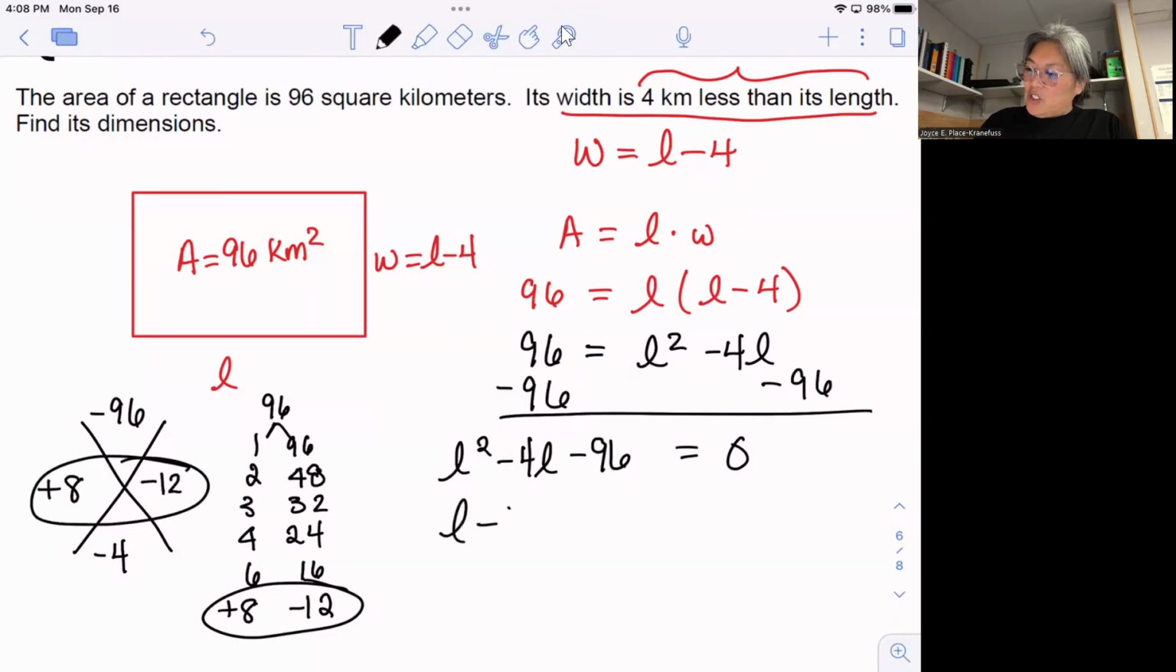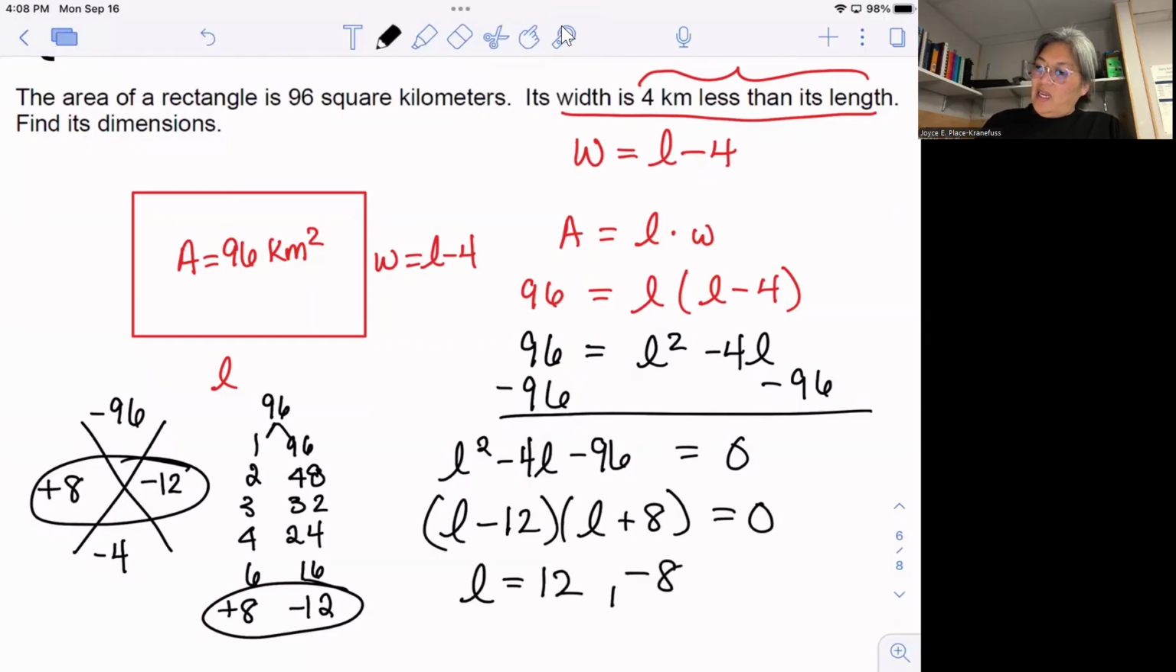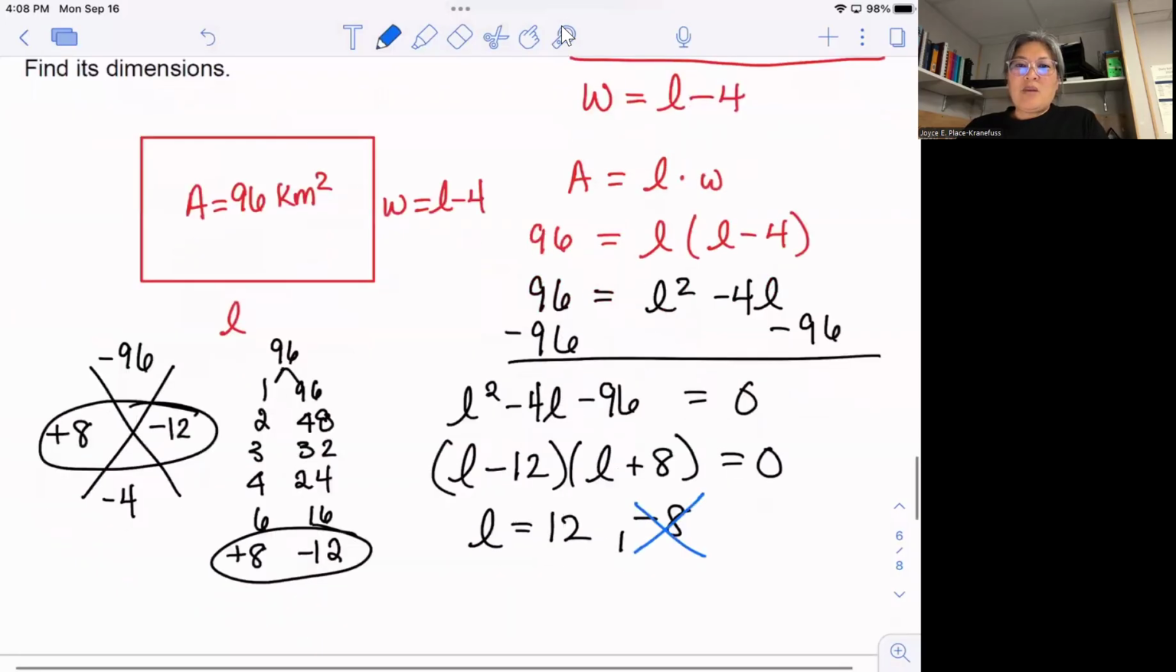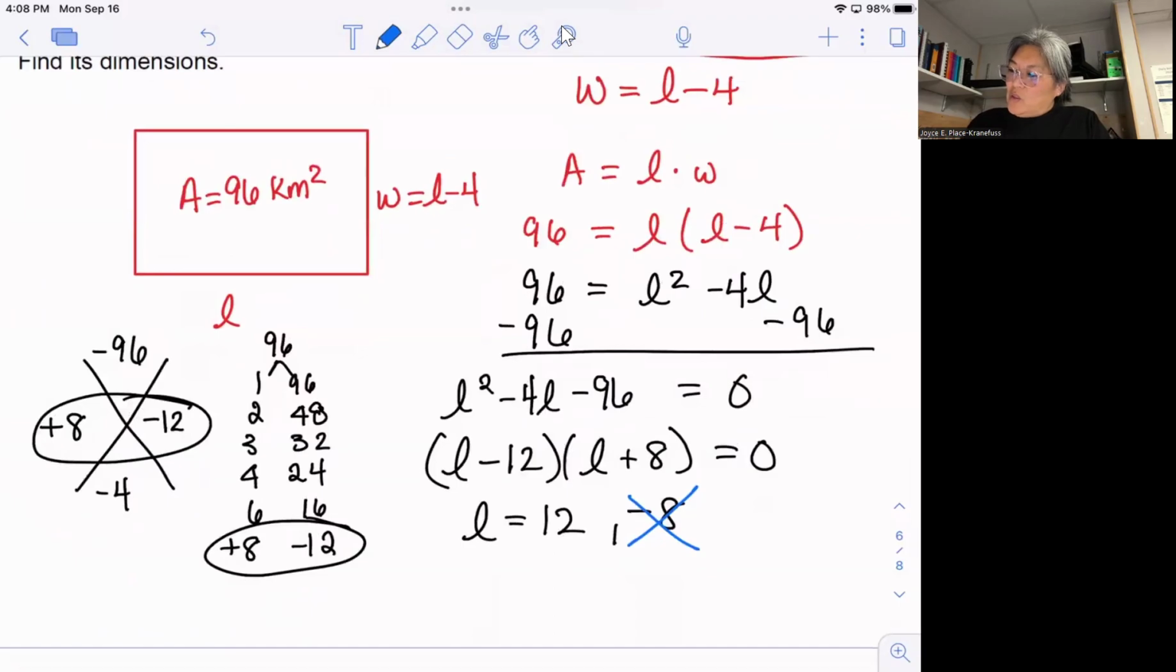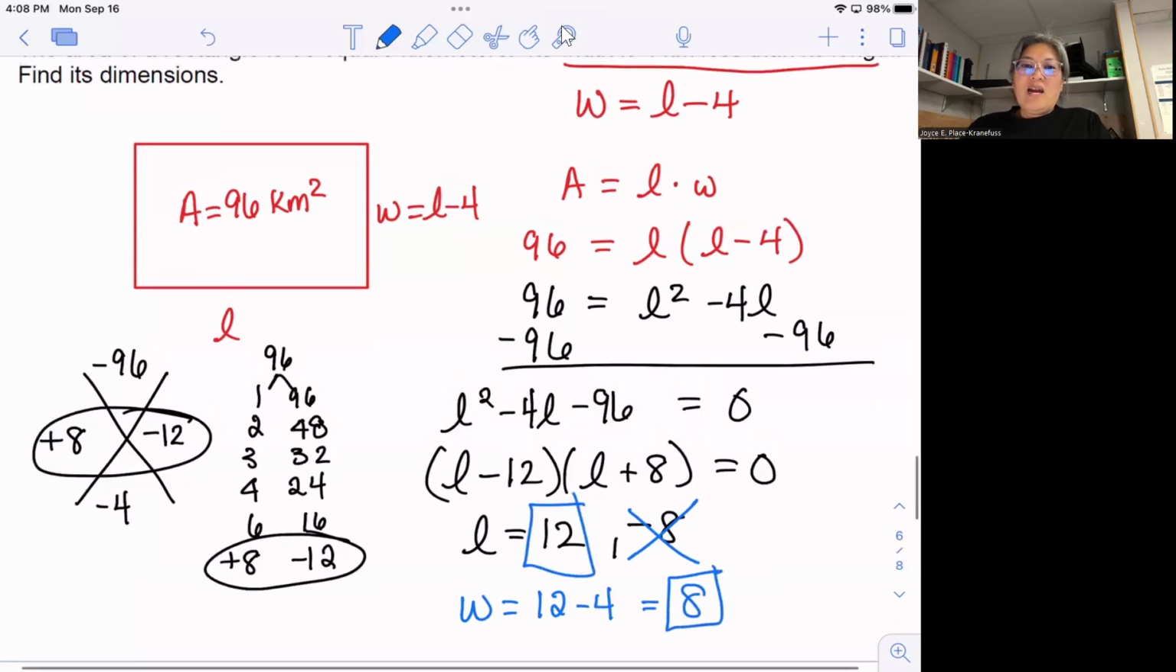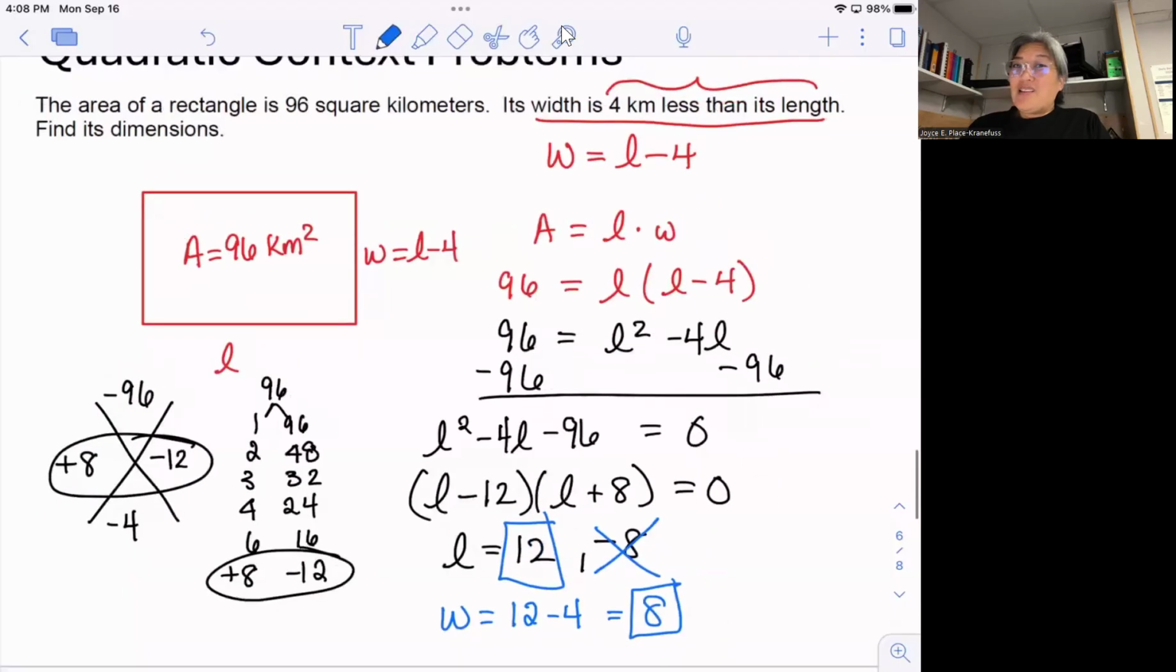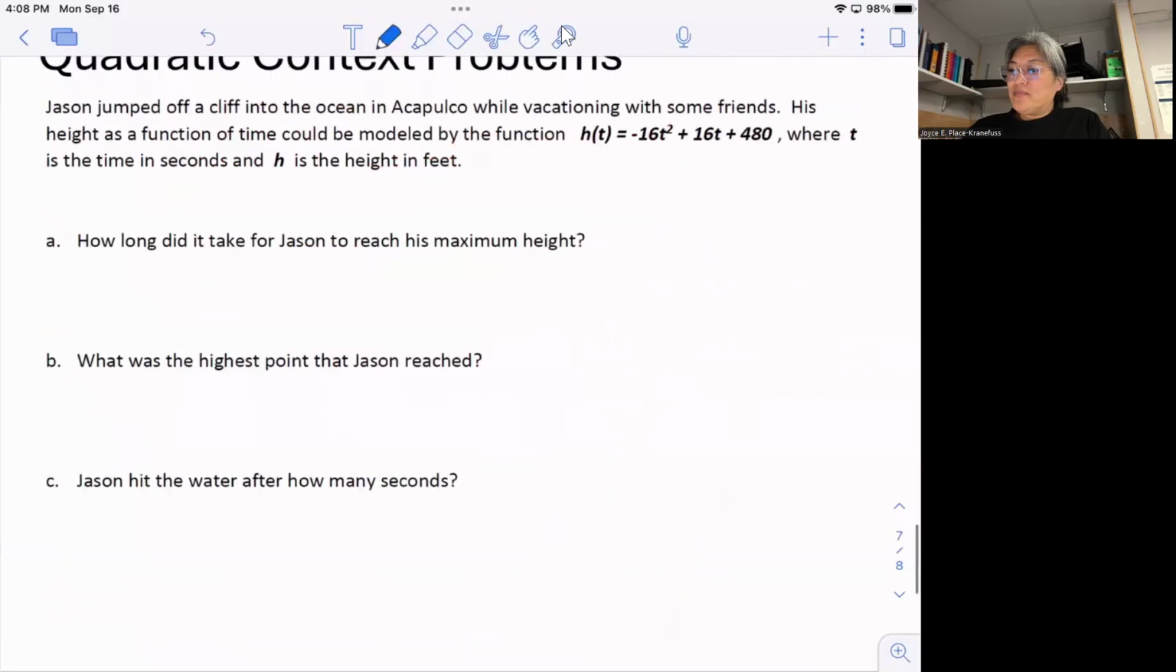So L minus 12, L plus 8. My two values of L are 12 and negative 8. I'm going to cross off the negative 8 because a length can't be negative. If the length is 12, the width is 12 minus 4, or 8. All right, last two problems, and then I'll let you do some practice.